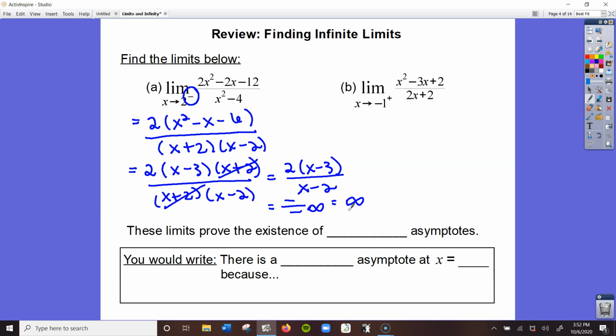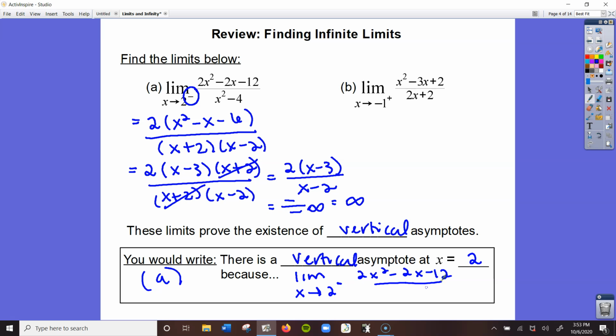So this would be my rationalization for a vertical asymptote. We would say that there is a vertical asymptote. So all of these, remember, prove vertical asymptotes. In the example of A, there is a vertical asymptote at x is equal to 2, and then you would restate your limit, because the limit as x is approaching 2 from the left of 2x squared minus 2x minus 12 over x squared minus 4 is equal to, and you would have to write what infinity it equals to. So that would be how you would prove your vertical asymptote.